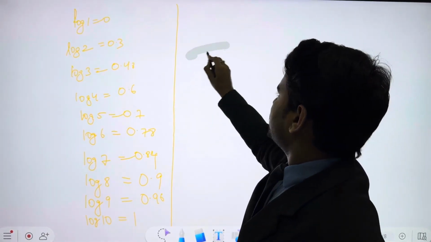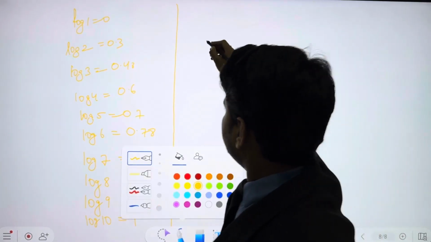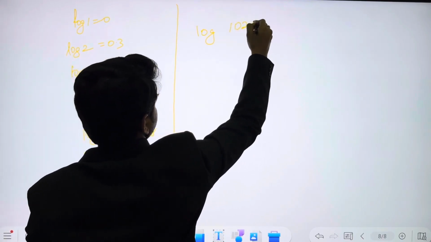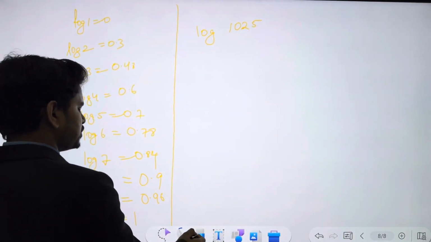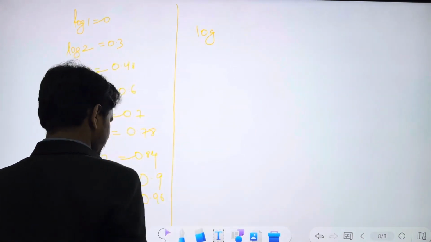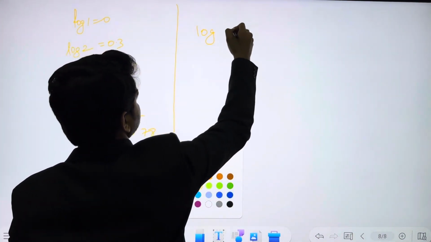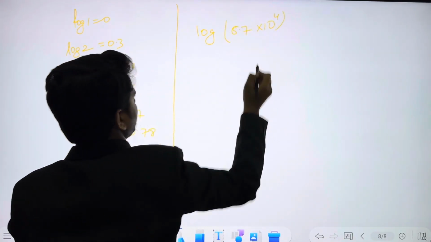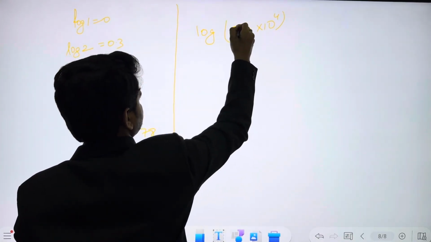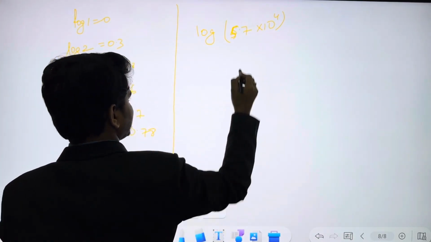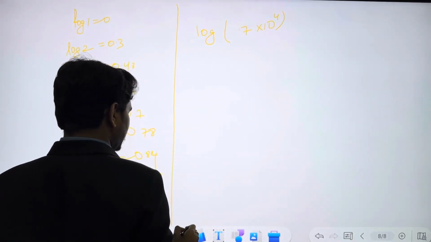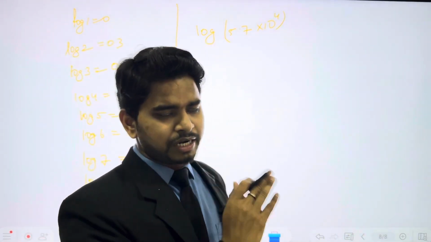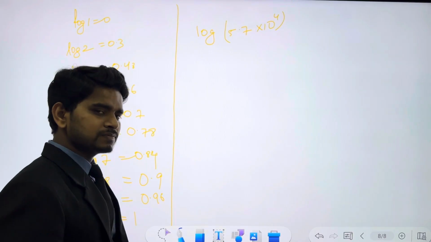Go ahead and guess the value of log 10 to the power 5. Let me give you a complex value so that it will be good. Log 5.7 into 10 to the power 4. Think about it. Don't just watch the video. Think on your own first. Pause the video, and then try to solve the problem.